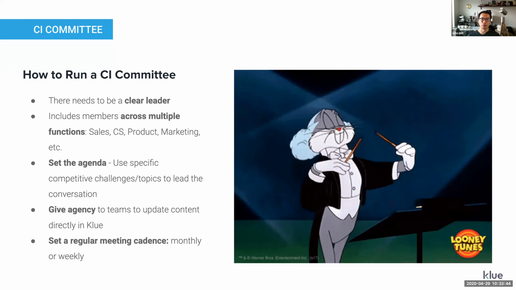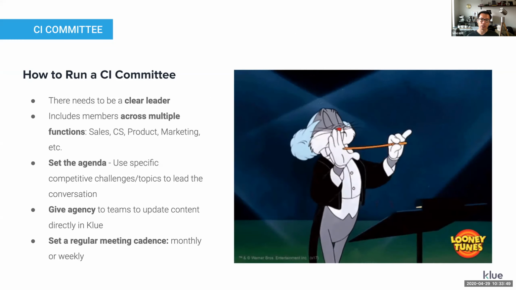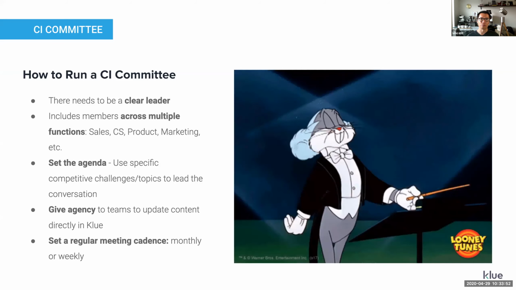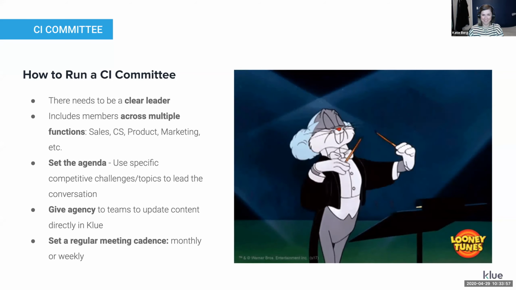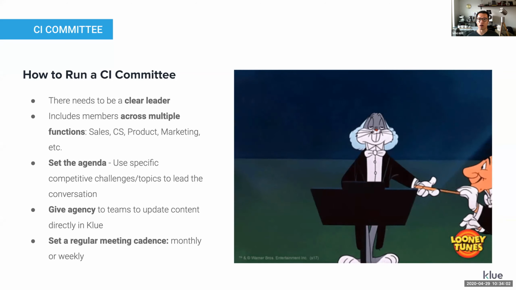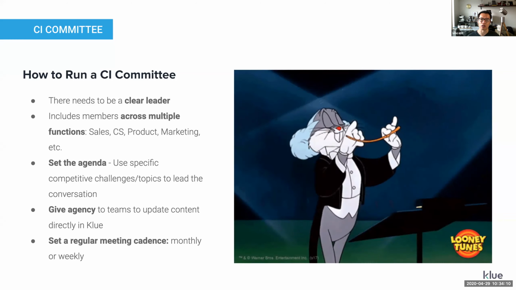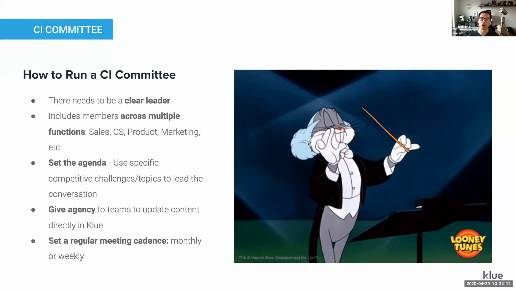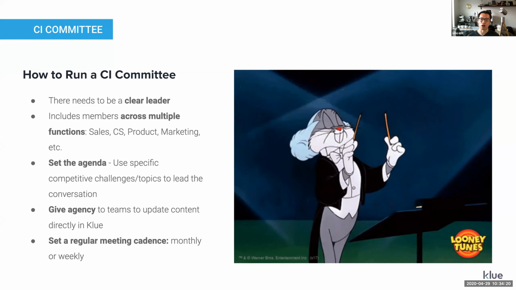So in terms of a CI committee, and we'll share this post from Scott Kim as well, there needs to be a central quarterback to the committee. But you want to include members across every single function, all the customer-facing functions and all the value delivery functions. And the point of this committee is not to try to boil the ocean and tackle every single topic, but to decide on specific topics and challenges to tackle and lead a conversation, and just chip away on things on a weekly or monthly basis.